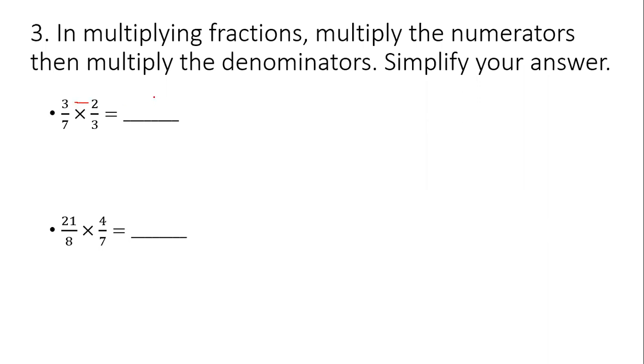So, yung 3 times 2, we get 6. Okay. Let me just fix that for you. Would that be okay? Hindi kayo makakatanggi. So, we have 6 divided by 7 times 3, that's 21. Both 6 and 21 is divisible by 3. So if you divide 6 by 3, you get 2. And 21 divided by 3, you get 7.